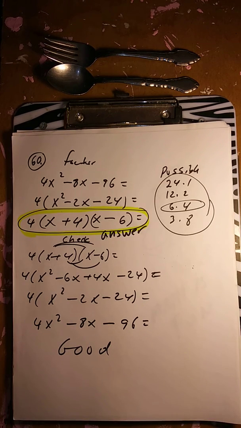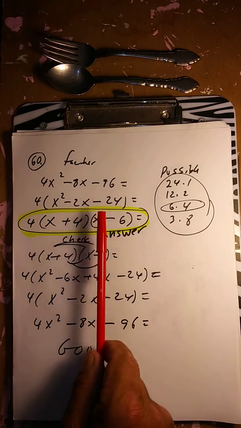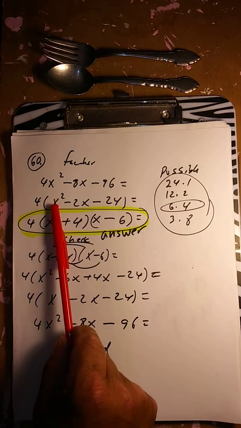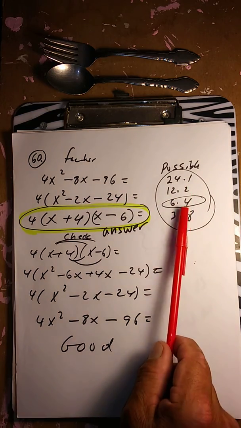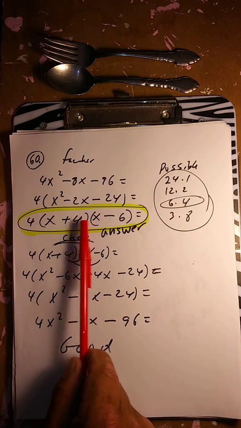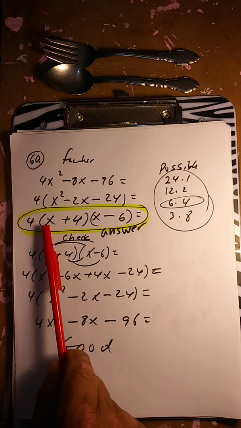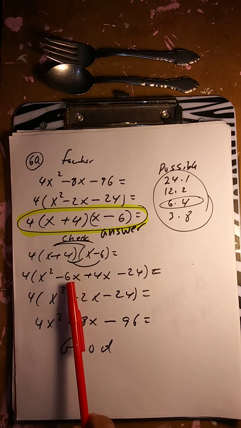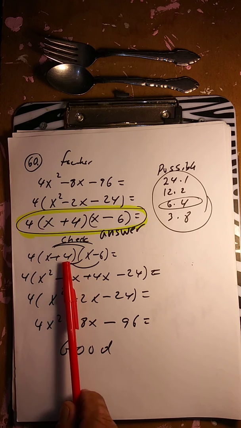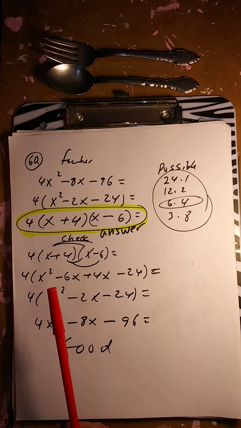Number 60. Take a 4 out. 4 is out here. You have x squared minus 2x minus 24 left over. Factor this one here, all possible numbers, and we'll go with 6 and 4. So positive 4 and negative 6. Is that right? Let's see. x times x is x squared. That times that is minus 6x. This is 4x, and this is negative 24.